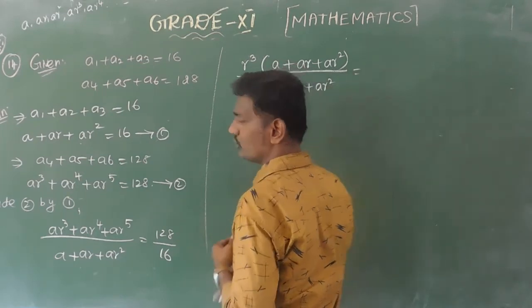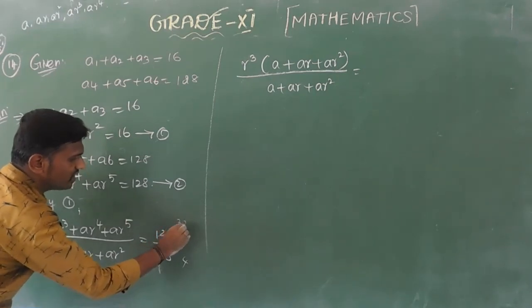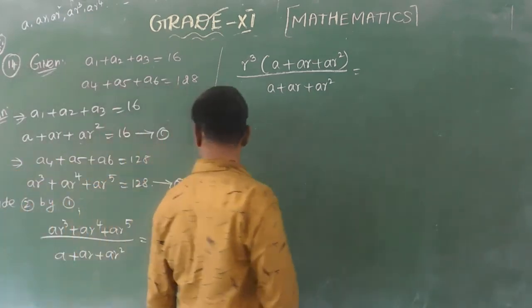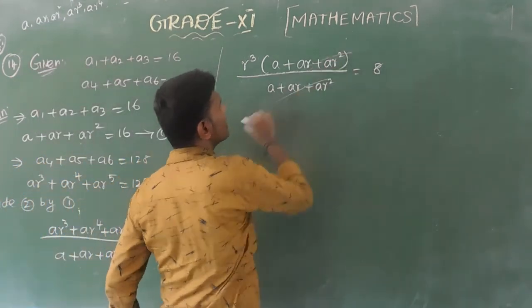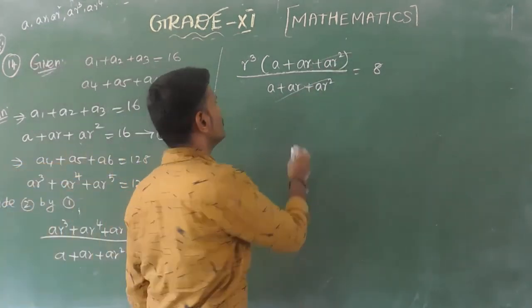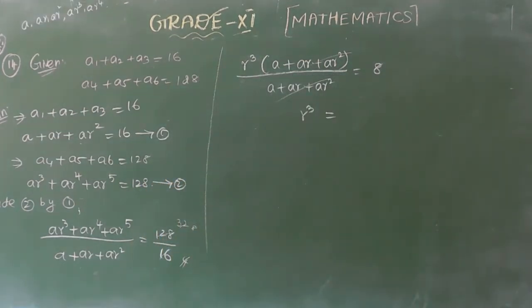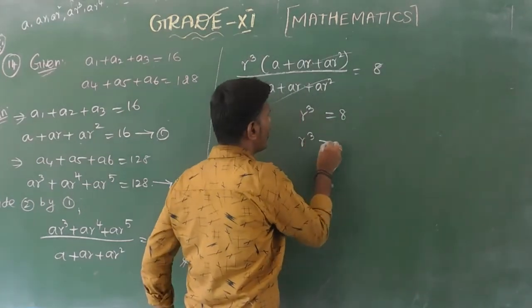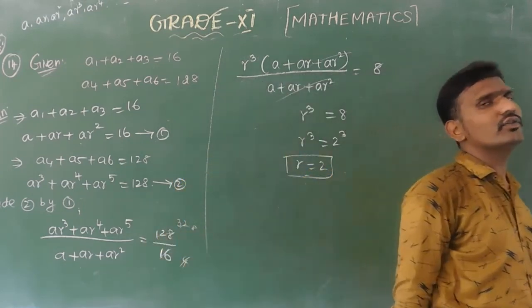Which is equal to, now the simplification: 8 times 16 is 128, so this is 8. Now a plus ar plus ar square cancel on both sides. So r cube is equal to 8. R cube equal to 8 means r cube equal to 2 cube. So the value of r is 2.